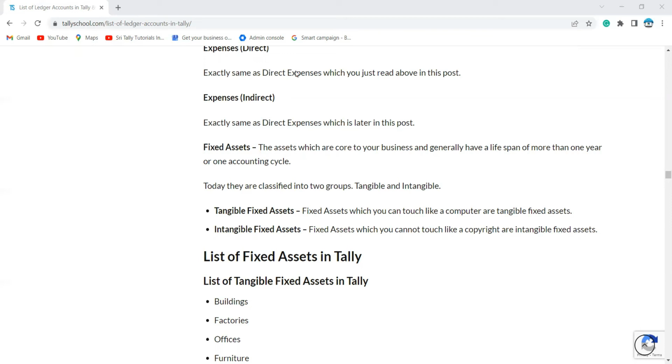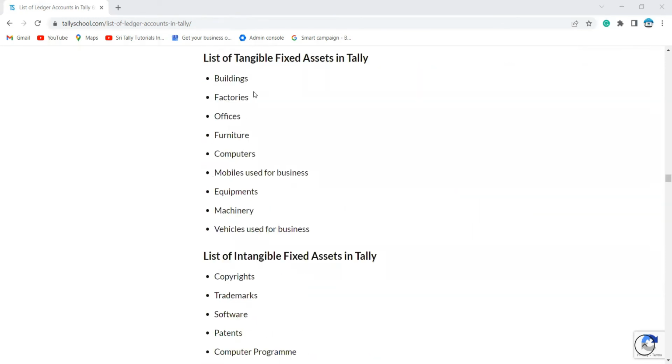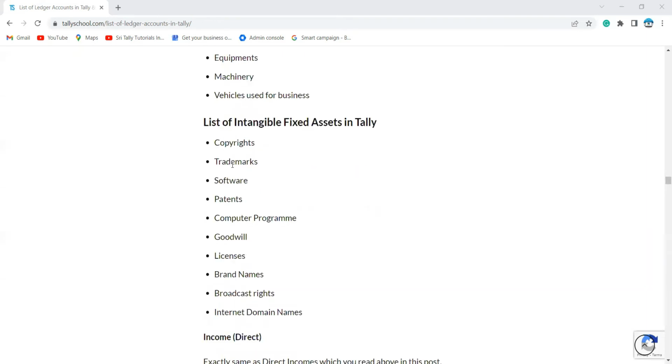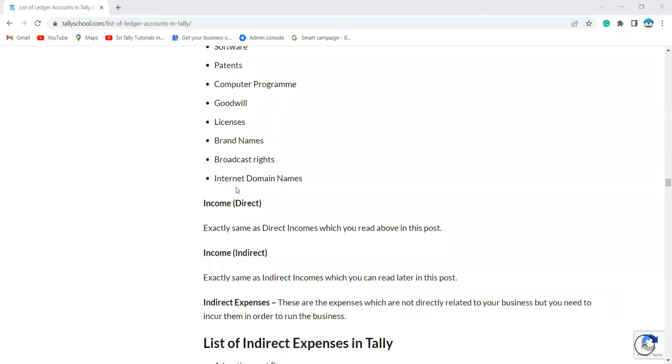All this comes under fixed assets. It is not possible to convert them into cash within one year. That is called fixed assets. Next, the list of fixed assets: buildings, factories, offices, furniture, computers, mobiles used for business, equipment, machinery. All of this comes under fixed assets.